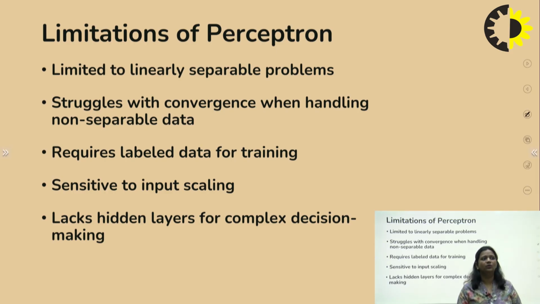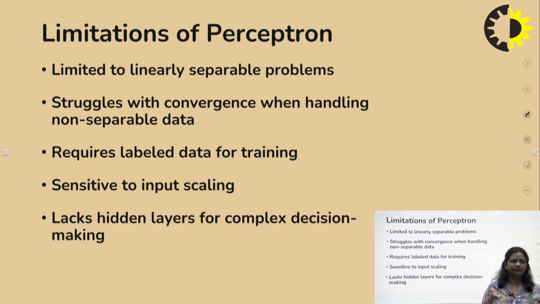Okay. So these are the limitations of the perceptron. It is limited to only linearly separable problems, the problems which are linearly separable, where we are going to use a single layer perceptron. It struggles with convergence when handling non-separable data, requires labeled data for training, and is sensitive to input scaling. If we use an incorrect weight or input scaling, then we also get an incorrect output for the prediction.